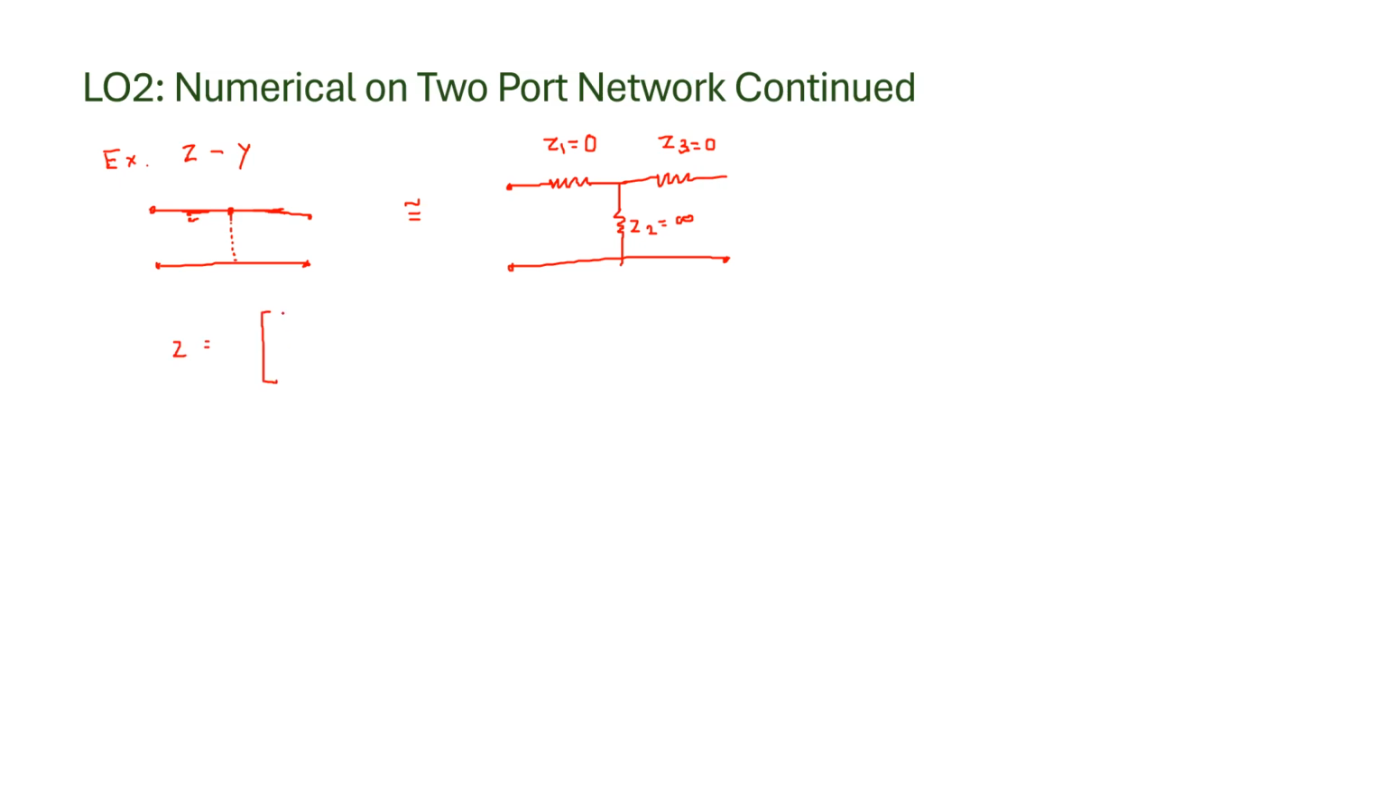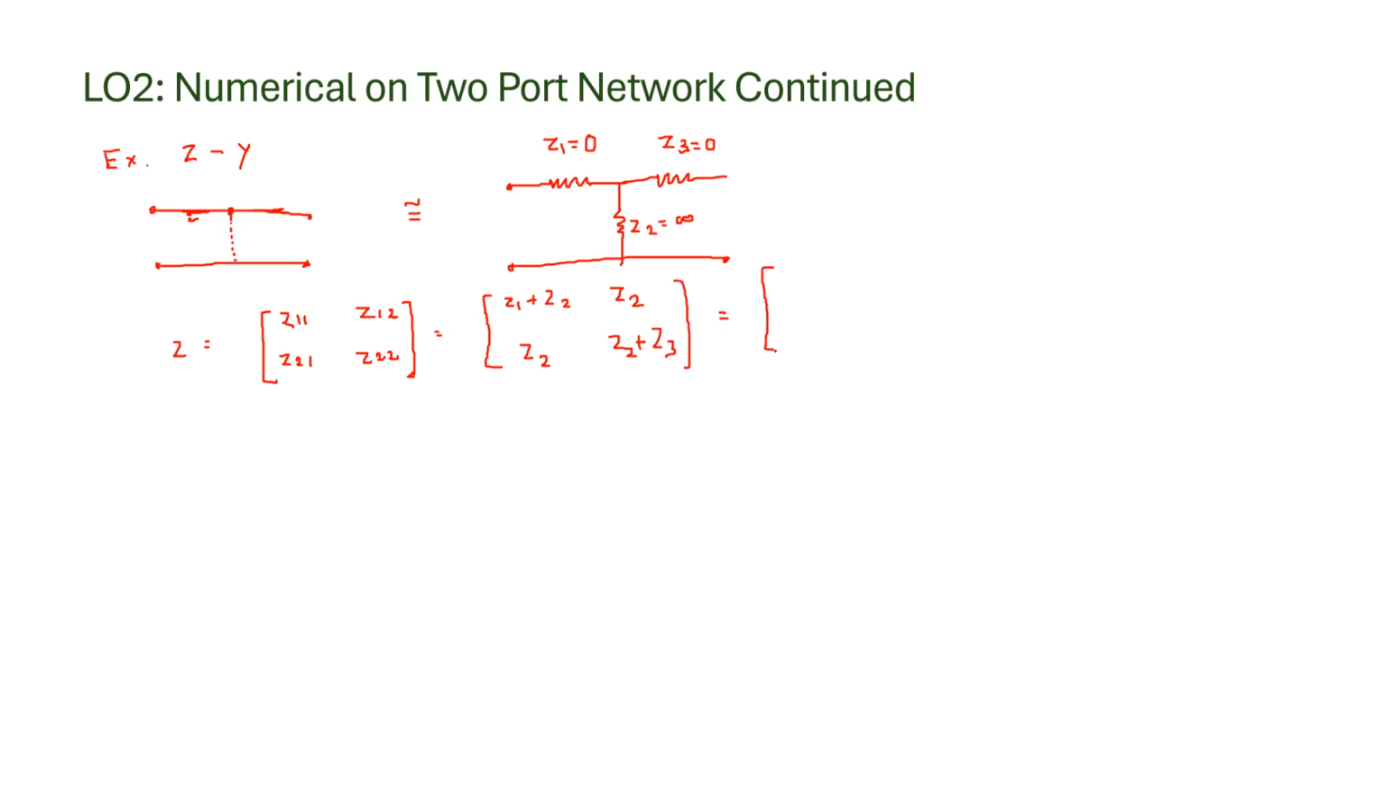Okay, so very simple. Z11, Z12, Z21, Z22. Now what is Z11? Z11 is Z1 plus Z2. This is Z2. This is Z2. This is Z2 plus Z3.